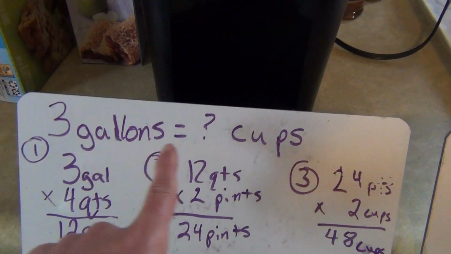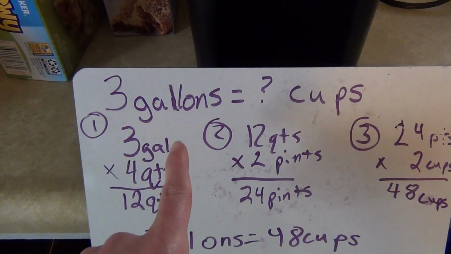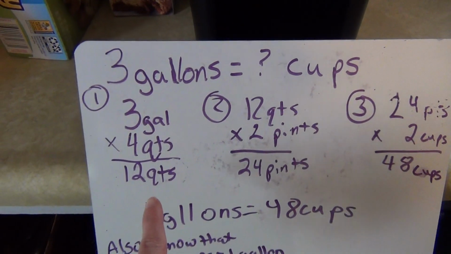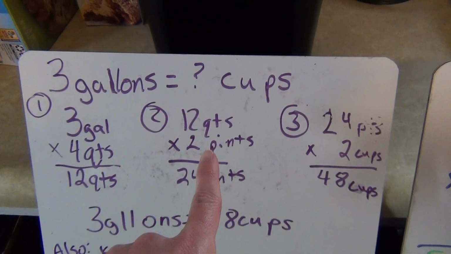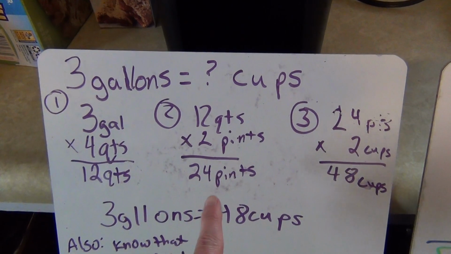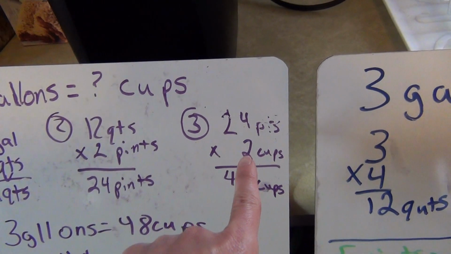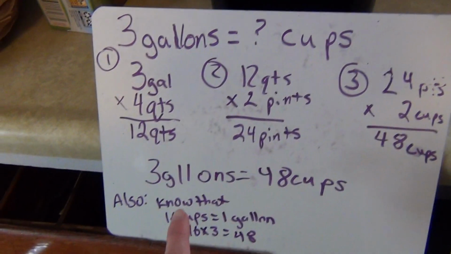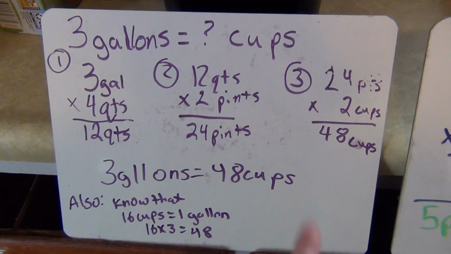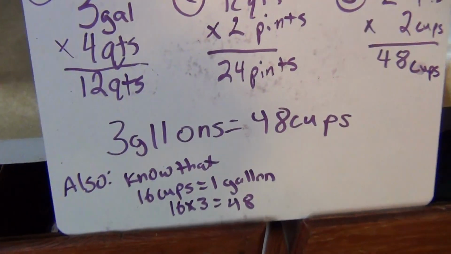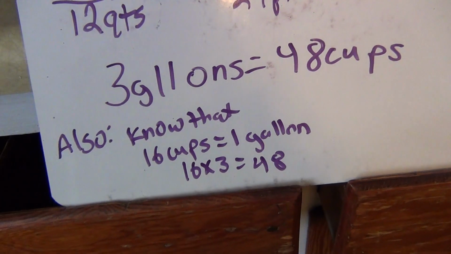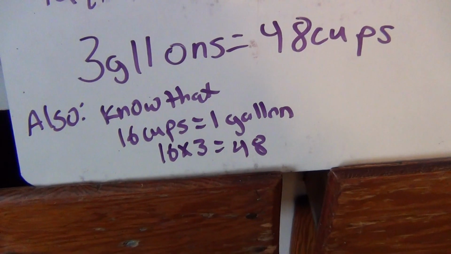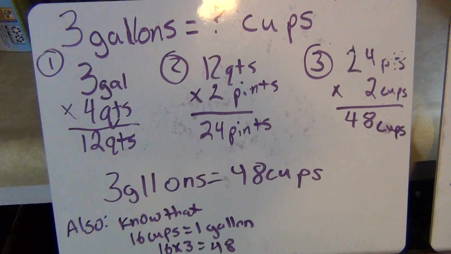Alright, 3 gallons equals how many cups? Here's what you do. You take 3 gallons times 4 quarts, which equals 12 quarts. Then you take 12 quarts times 2 pints. It's 24 pints. Then you take 24 pints times the 2 cups in each one equals 48 cups. So 3 gallons equals 48 cups. Or you could also know that 16 cups are in 1 gallon. 16 times 3 equals 48. Either way, ladies and gentlemen, that's how you do your math.